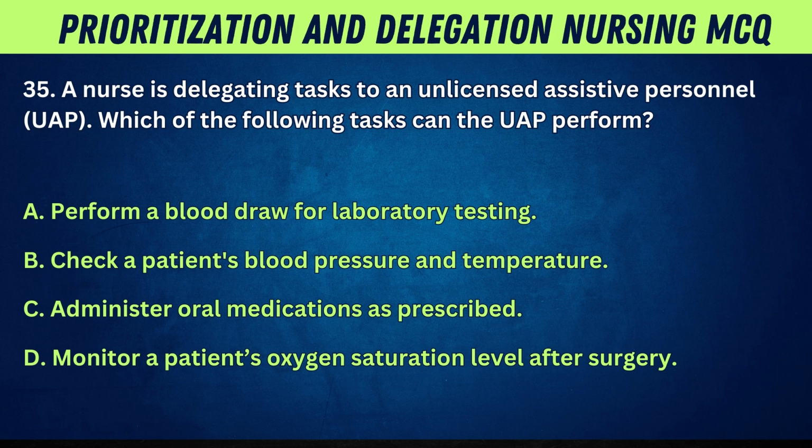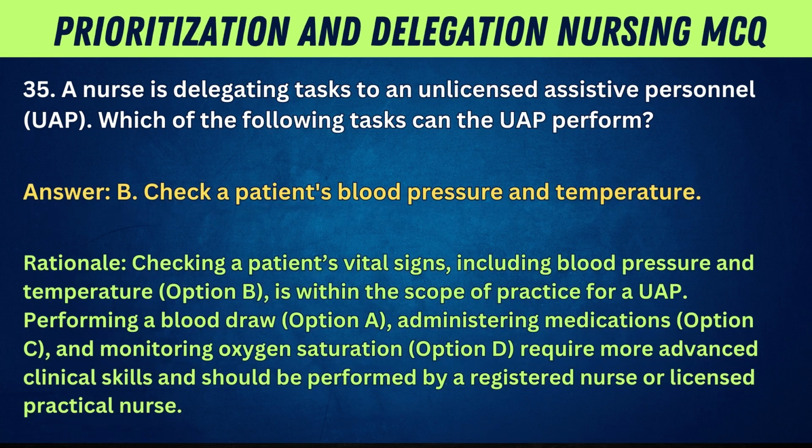35. A nurse is delegating tasks to an unlicensed assistive personnel, UAP. Which of the following tasks can the UAP perform? A. Perform a blood draw for laboratory testing. B. Check a patient's blood pressure and temperature. C. Administer oral medications as prescribed. D. Monitor a patient's oxygen saturation level after surgery. Answer. B. Check a patient's blood pressure and temperature. Rationale.